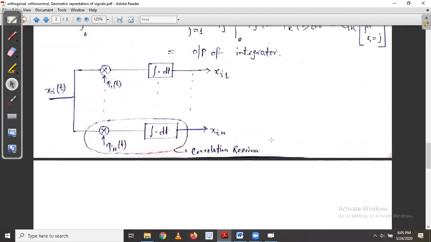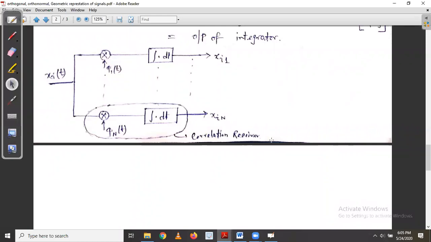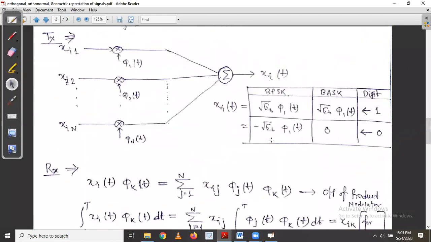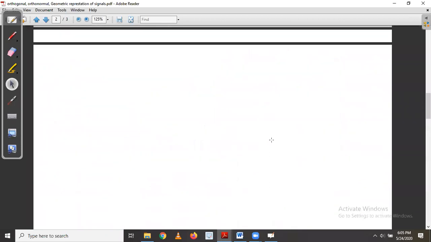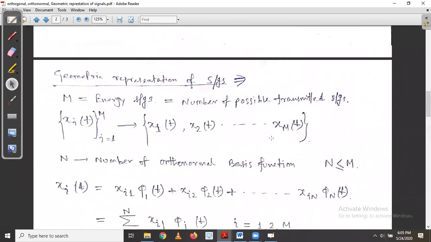Good afternoon. So last day we have discussed geometric representation of signals. To do that, we have taken capital M number of transmitted message signals and capital N number of orthonormal basis functions.